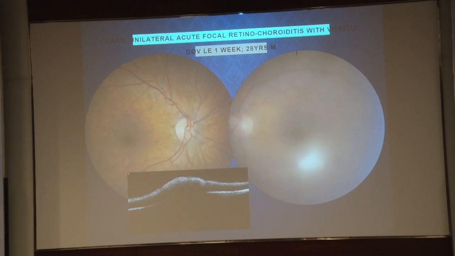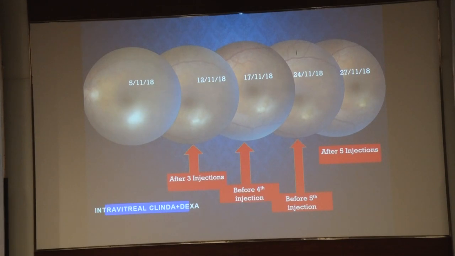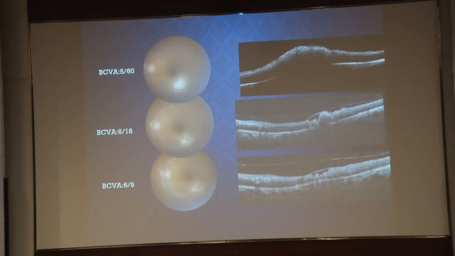This is another very, very common entity that we see in our daily practice, which is unilateral acute focal retinochoroiditis. The patient was young and had diminution of vision for a week, hyperreflectivity on OCT, and headlight in fog appearance. This is a very, very common picture. Treated with intravitreal clindamycin and dexamethasone, 5 doses. Patient is doing very well. The lesion was away from macula, so the vision has returned to near normal. This is the OCT showing resolution.